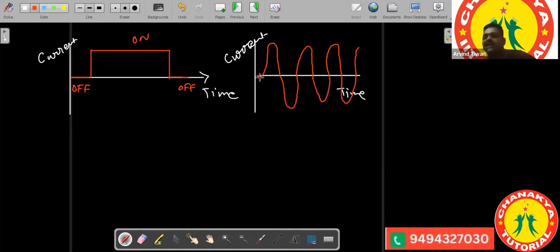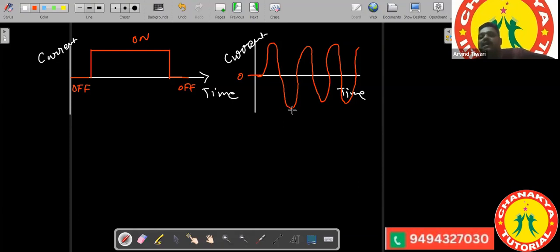With time, as you can see, in the beginning the current is 0. Then we switch it on, the current increases to maximum, then again decreases to 0, then becomes maximum in the opposite direction. That means the current changes direction, it becomes negative. So it changes the direction.